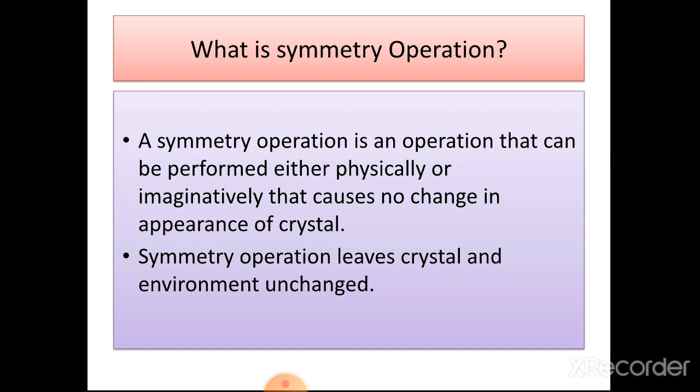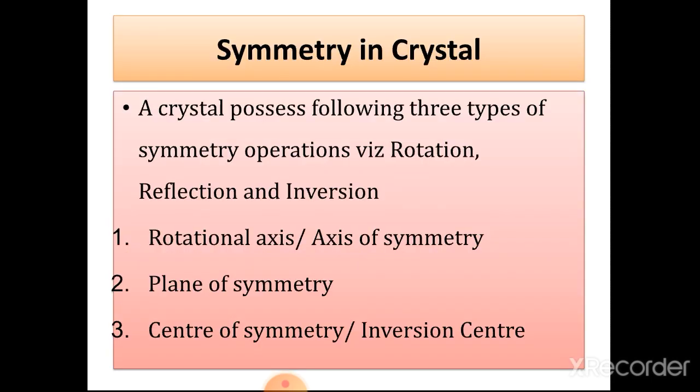This is because a crystal is a definite ordered arrangement of faces and edges. Here we are going to discuss three types of symmetries, as the crystal possesses three types of symmetries accordingly: rotation, reflection and inversion. These are named as the rotational axis, also called the axis of symmetry; second is the plane of symmetry, also called a mirror plane; and third is the center of symmetry, also called an inversion center. All these three operations we are going to discuss in the case of a cube.